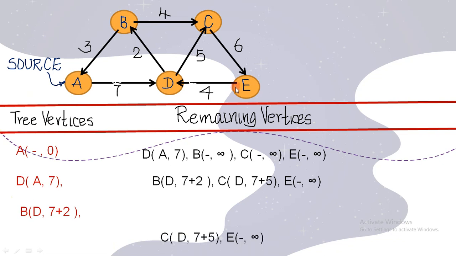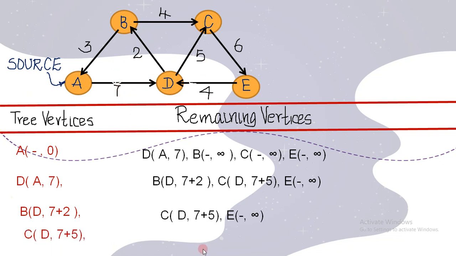C is connected to D, and E is still not connected to D, and C has a distance of 7 plus 5, that is 12 units, and it can be reached via B also. The distance then will be 7 plus 2, 9, 9 plus 4, 13. Therefore, this is more than 7 plus 5. Therefore, 7 plus 5 is to be chosen. So C is also included, and as far as C is concerned, E is the only fringe vertex.